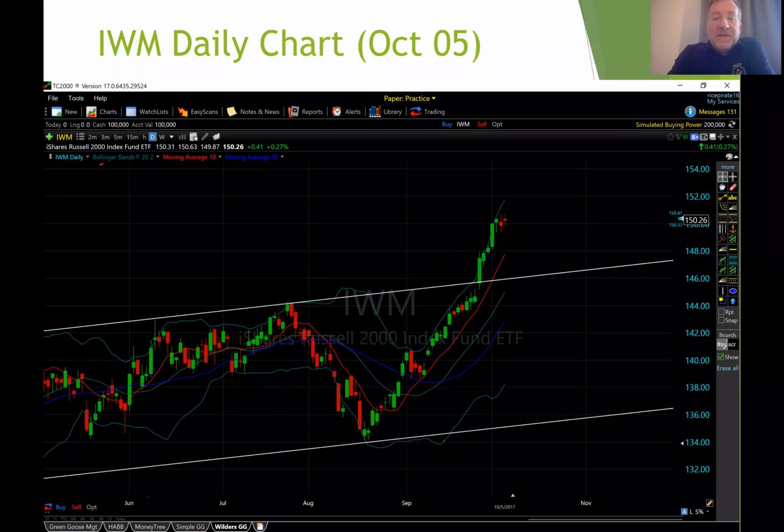IWM, well, we're finally starting to see signs. IWM actually led SPY in its advance, and now we're starting to slow up. So you see a couple of red candles, and kind of like a doji today.